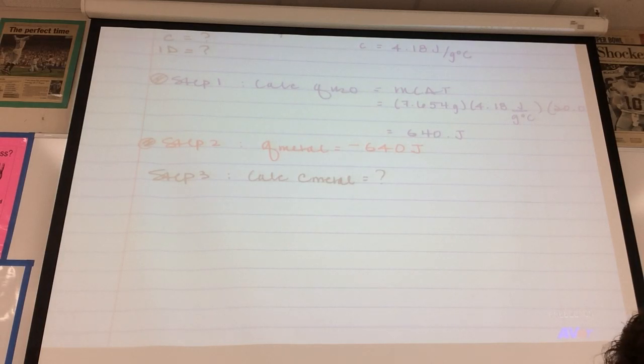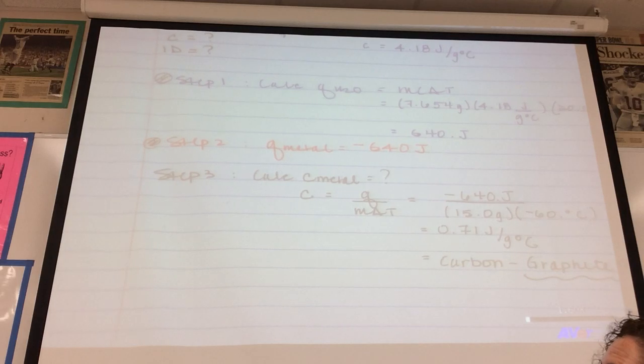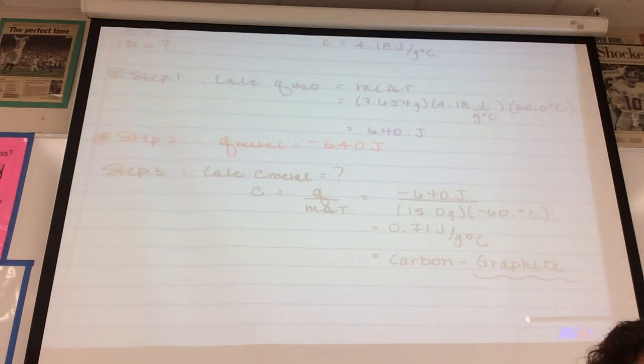How we doing? Who's got an answer? What'd you get? I got 0.711. But we also want to make sure we have units because we've got quantities. So what we've got here, as such, 0.71 joules per gram degree Celsius. That's carbon. You have to specify graphite because we also have diamond that has a lower specific heat. And that's how you figure out the specific heat as well as the unknown substance.